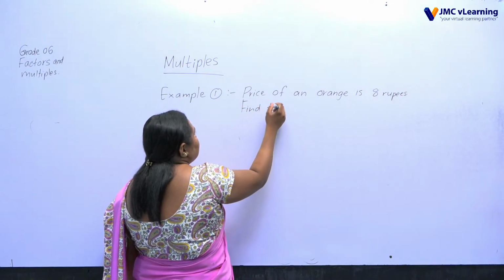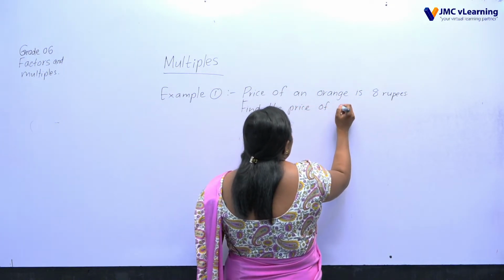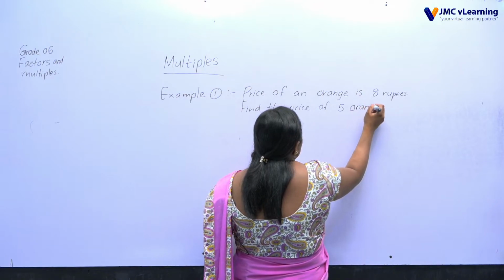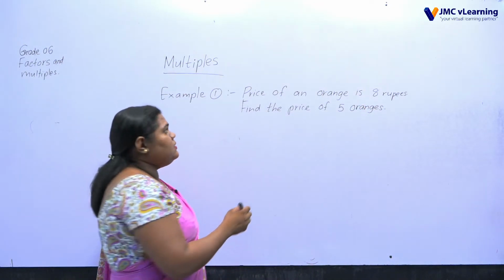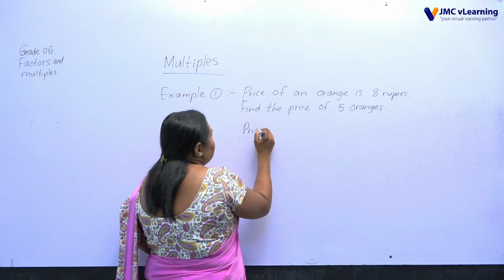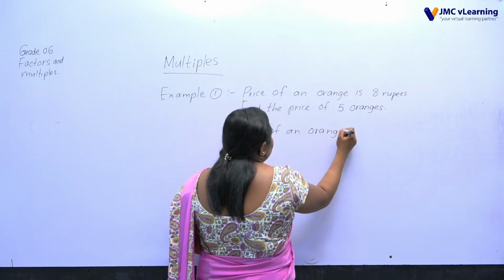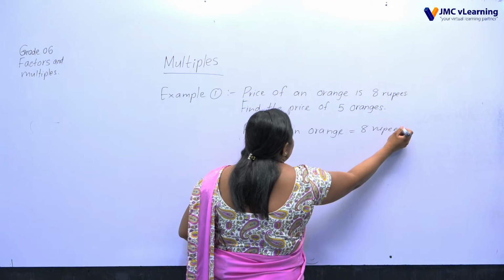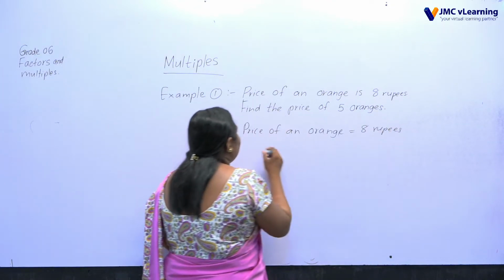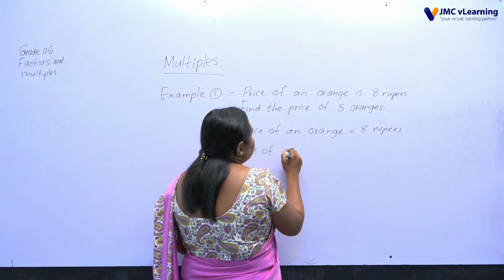Find the price of 5 oranges. Okay, now the price of an orange is 8 rupees. Price of an orange: 1 orange equals 8 rupees. Okay, children, now we need to find the price of 5 oranges.